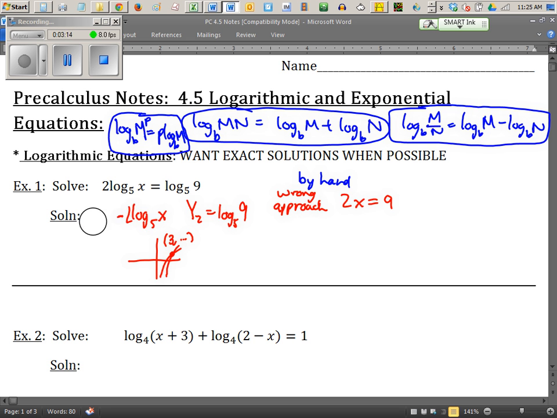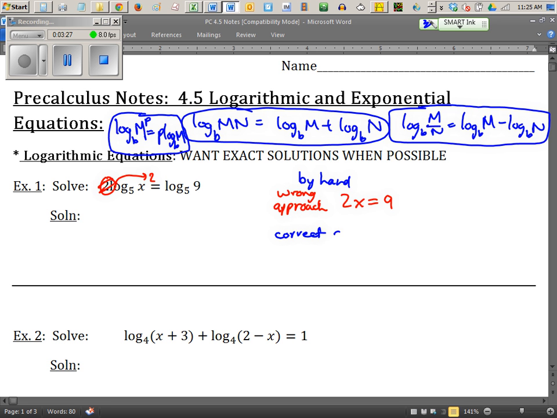Okay? Let me erase my calculator solution so you can see this. Basically, we need to take this 2 and move it up to here, see? And then here's the correct approach. It looks like log base 5 of x squared equals log base 5 of 9. Then you cross out the logs, see? So you end up with x squared equals 9. Okay, so what is the solution to this problem?